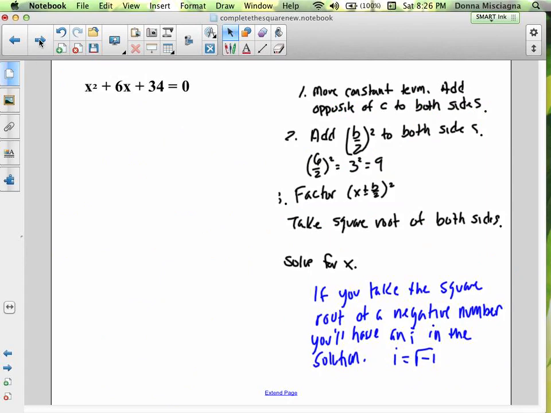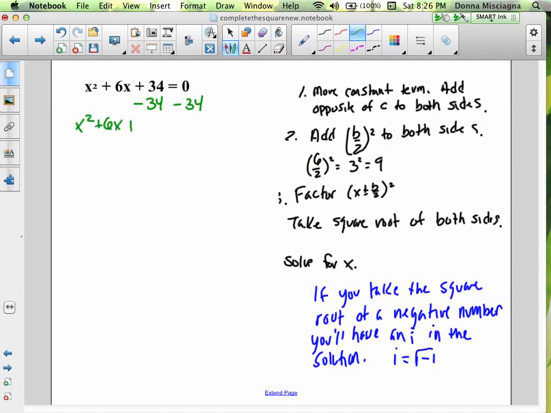All right, so now we have x squared plus 6x plus 34 equals 0. Same steps. We need to add the opposite of the constant term to both sides so we can move it. So we're going to add a negative 34. So we have x squared plus 6x equals negative 34. Now we're going to add b divided by 2 squared to both sides.